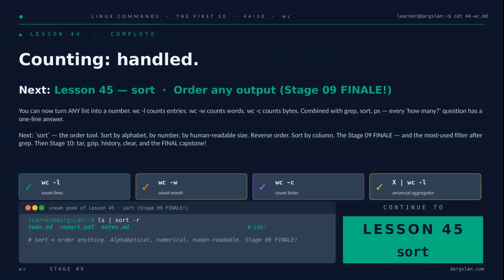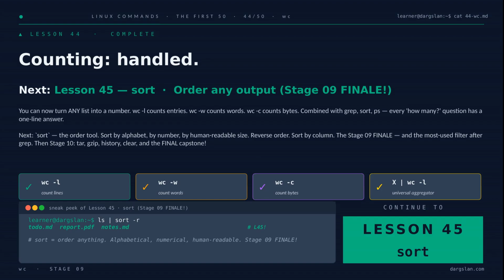And that's a wrap on wc. Counting is officially handled. Lines, words, bytes, and the universal pattern of piping anything into wc -l to get a number. Mia now has a one-liner for every how many question that comes her way.